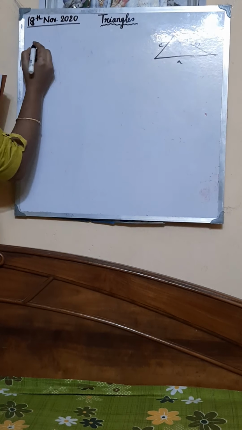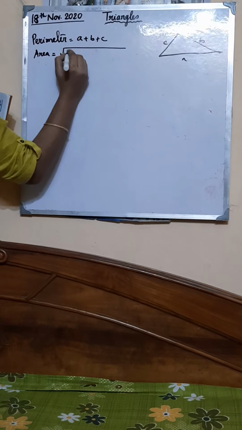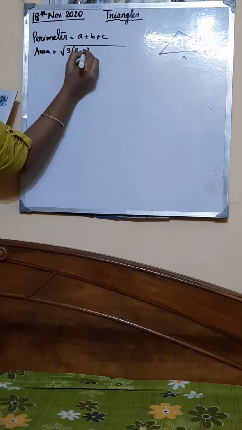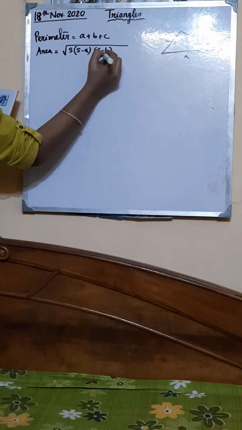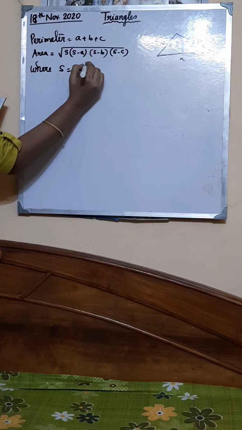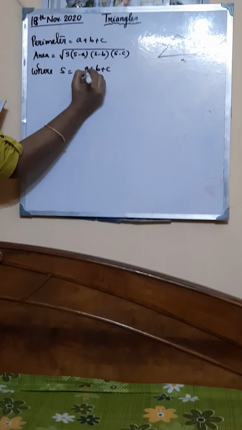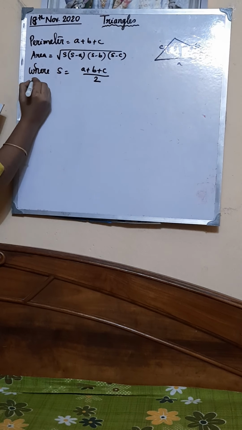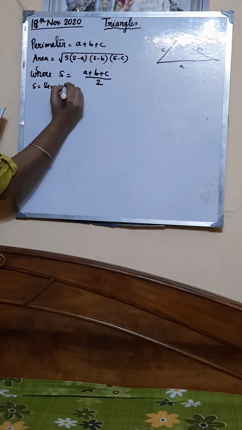Okay. So, the perimeter equals A plus B plus C. Okay. And area will be what? Area will be root over S into S minus A into S minus B into S minus C. Okay. So, S is what? Where S equals A plus B plus C divided by 2. S is known as semi-perimeter.